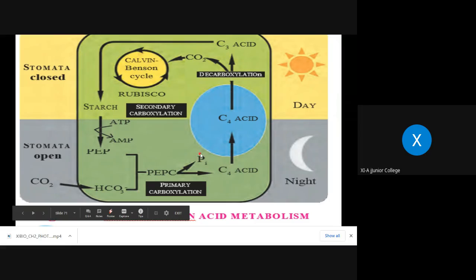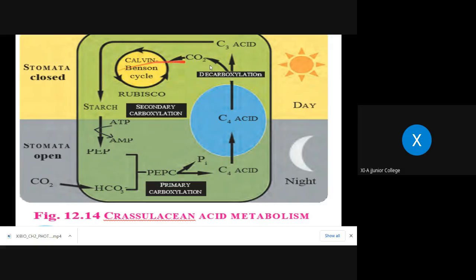Whereas during daytime, when stomata are closed, this malic acid which is accumulated during night releases CO2, and this CO2 is accepted by RuBP, that is ribulose bisphosphate, and a carboxylation reaction takes place to follow the Calvin cycle to produce glucose, which later gets converted into starch. So this is the decarboxylation where CO2 is removed. This CO2 is accepted by C3.